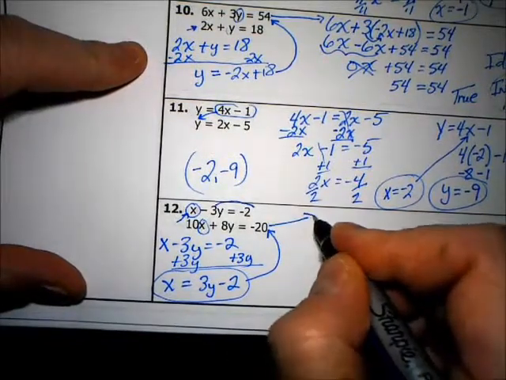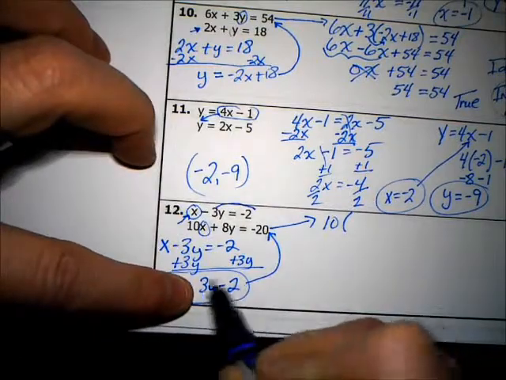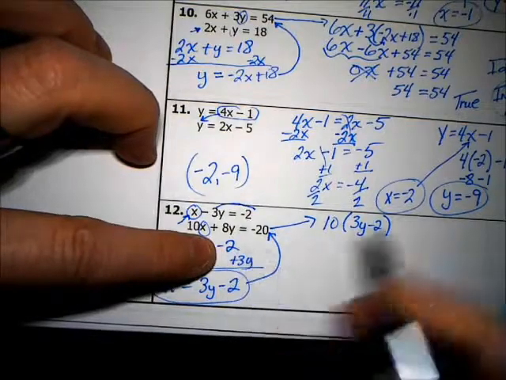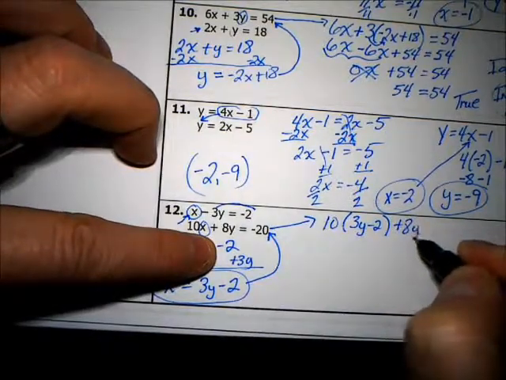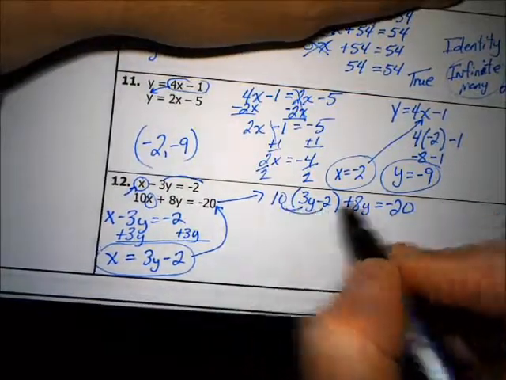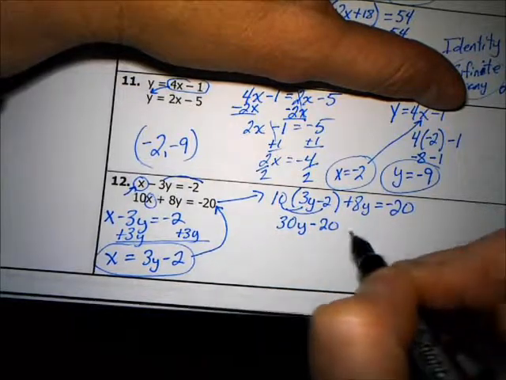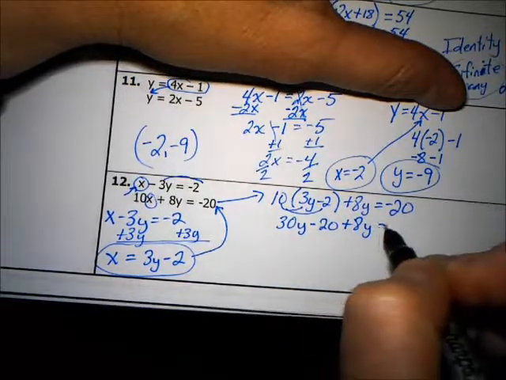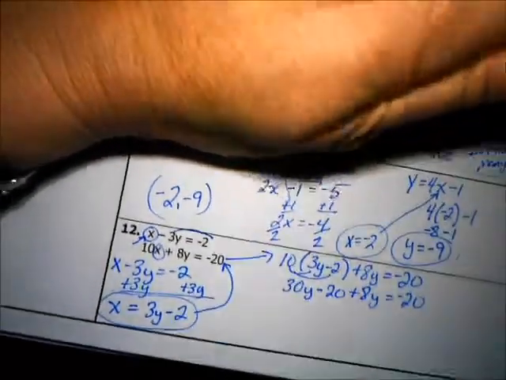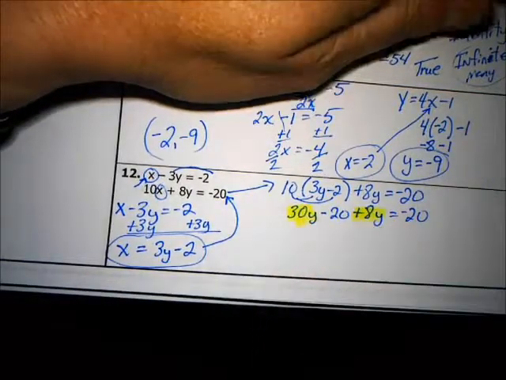So now I'm going to rewrite this. I have a 10. In my parentheses, I'm going to substitute the equation, and then I have my plus 8 is equal. I'm going to distribute the 10. That gives me 30y minus 20. Combine your y's. Notice they're separated by the constant.